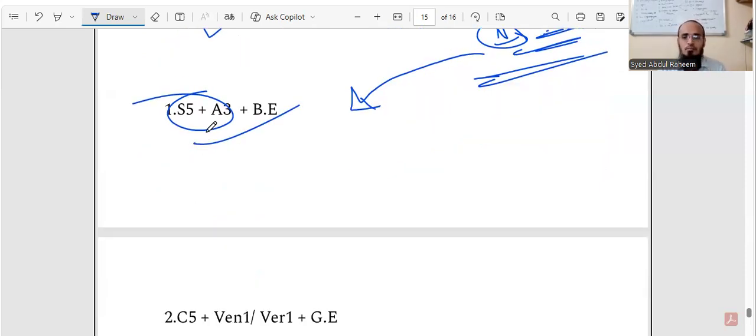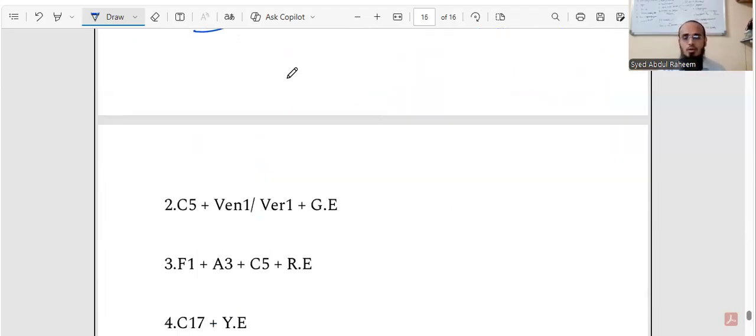Till then you will manage with its treatment. S5, A3B. So initially start with D5. Later on you will have to give D4. C5, Ver1. When inflammation is there, you have to select Ver1. Then after, convert into Ven1.